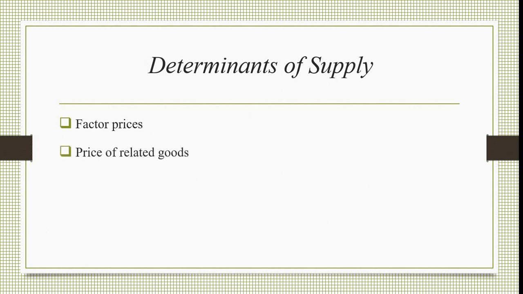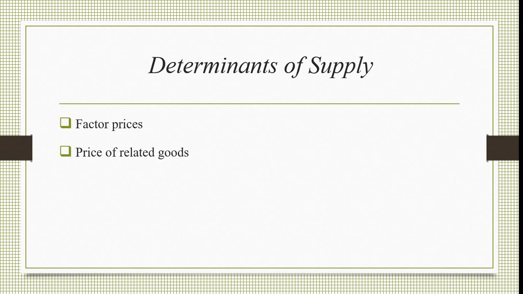Now we look at the price of related goods. So substitutes and complements come in here as well. With complements, we said they are consumed together. So if the price of bread is high, butter suppliers will also tend to supply more butter, because people tend to buy more bread. I mean, suppliers will tend to put more bread on the market.